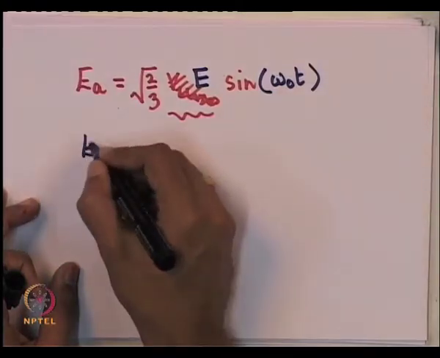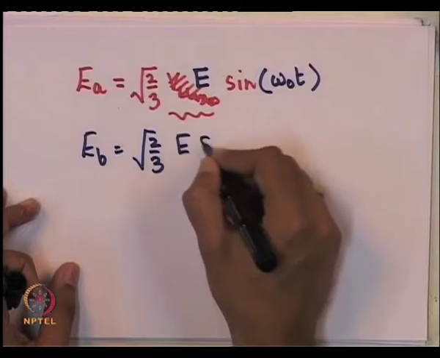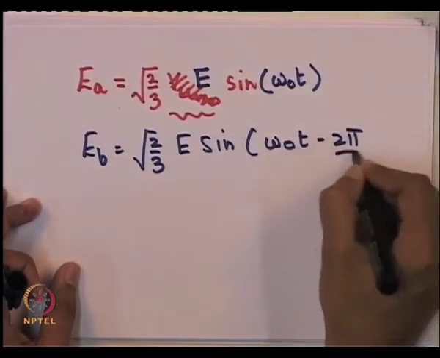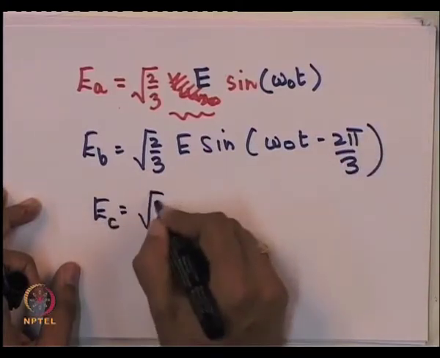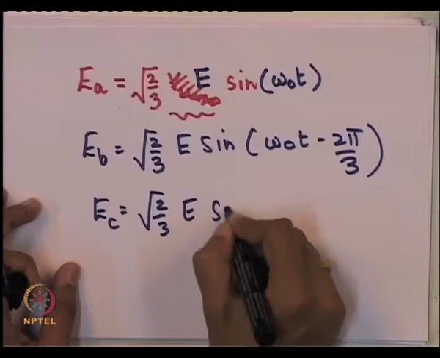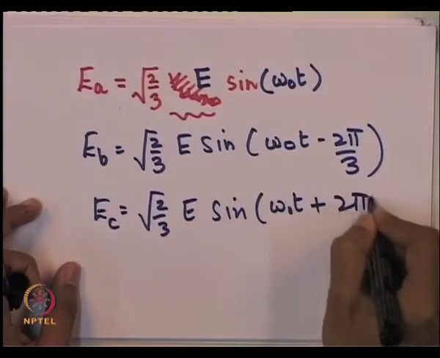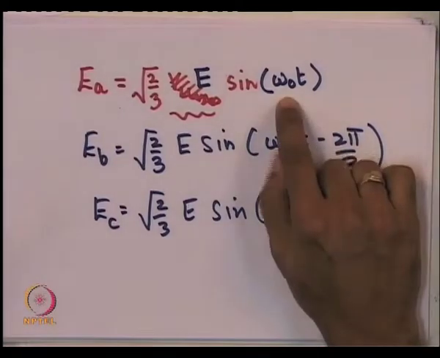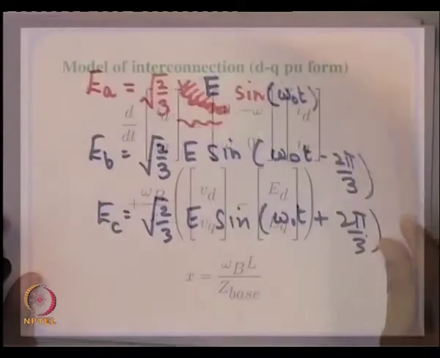Okay. So, we will assume that the infinite bus is of course this. This is minus 120 degrees. This plus 120 degrees. Now, omega naught is the constant frequency of the infinite bus. Okay. So, this is what EA means.